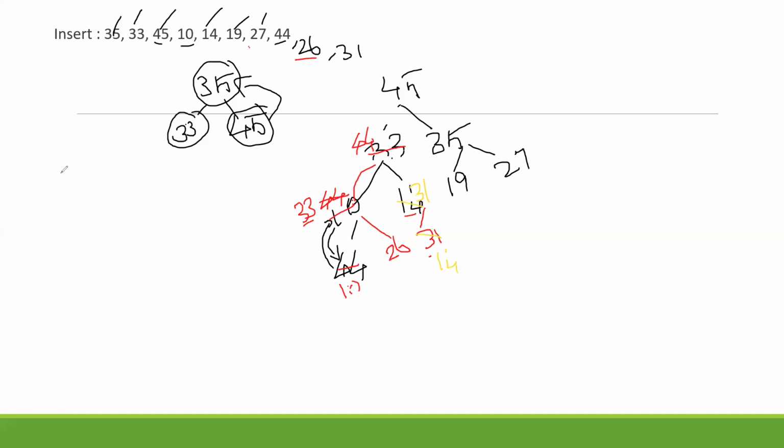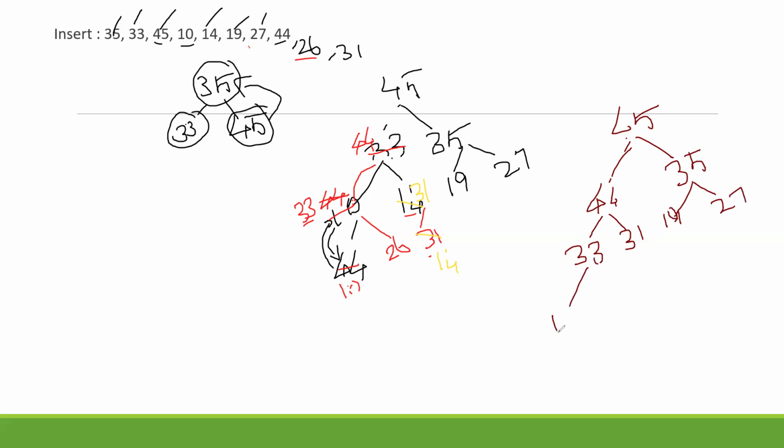Now you can check it. What is the answer? First one 45 we got. Next one 44. Here 35. So next one here what happened? 33. Here 31. Here 19. Here 27, we got the answer. Okay, next one here what happened? Here 10. And here 26. Here 14, we got the answer. This is my answer actually.